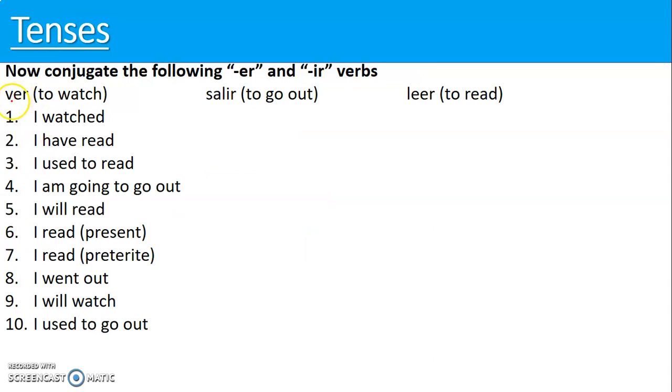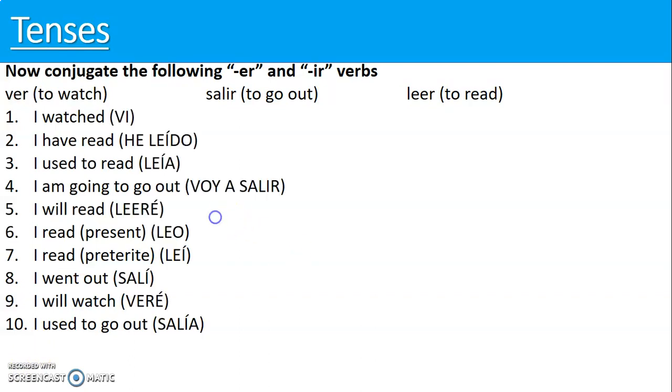So you take off the ER ending and just add an I. And this is irregular, so you don't actually need the accent. It's just V without an accent, so VI. Okay, so pause the video. Have a go at those. And here are your answers.